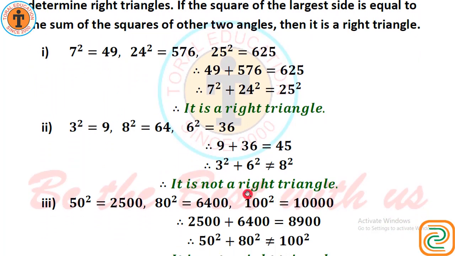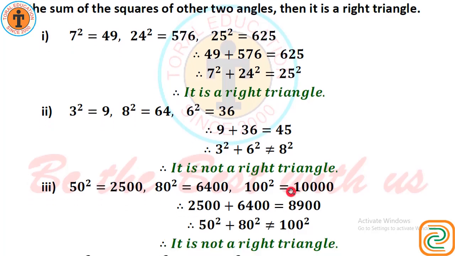Number 2 is given. 3, 8 and 6. So 3 square is 9, 8 square is 64 and 6 square is 36. 36 and 9 are smaller than 64, so we must add both of them, 36 and 9. So 9 plus 36 equals 45. We don't get 64, but we get 45. So 3 square plus 6 square is not equal to 8 square. Therefore, it is not a right triangle.